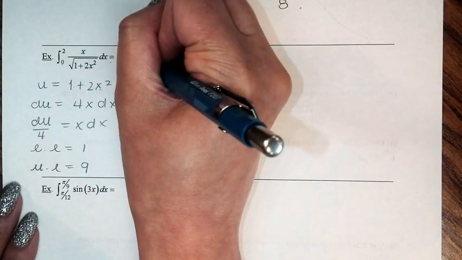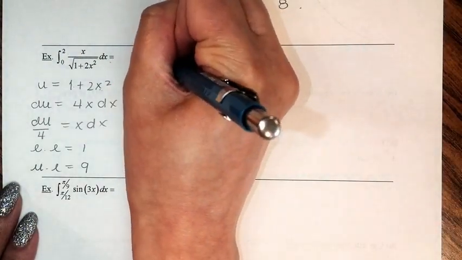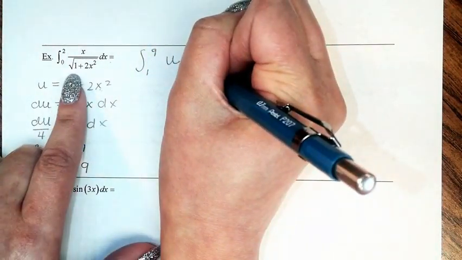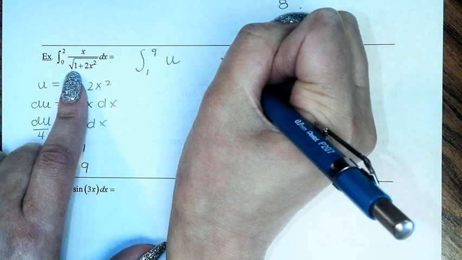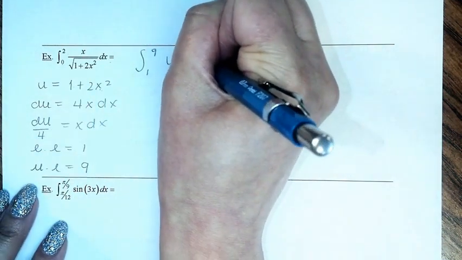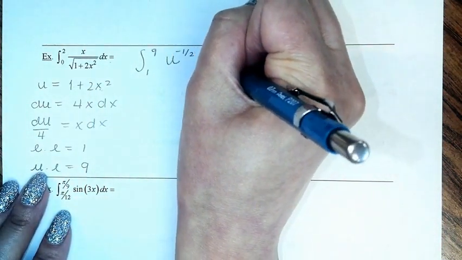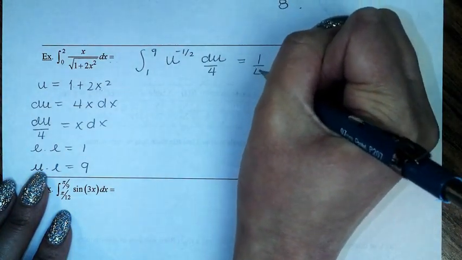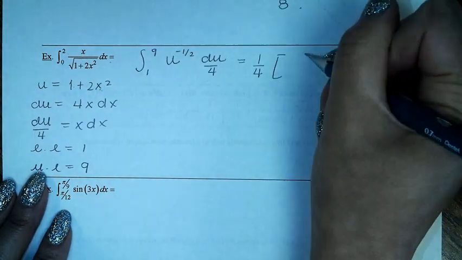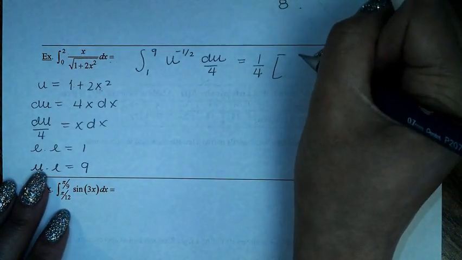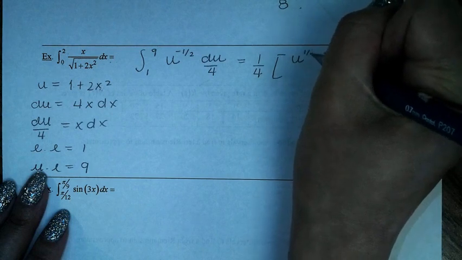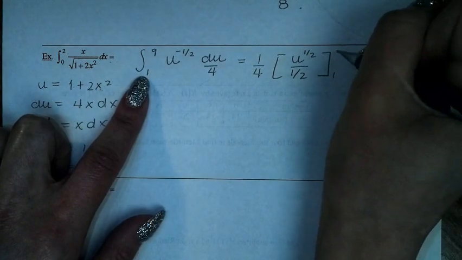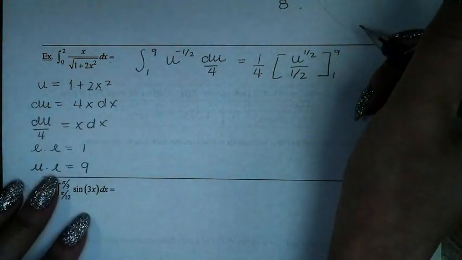So your new integral is going to be from 1 to 9, respecting the limits of integration that we have here. u to the power, since this square root is in the denominator, you know that power is going to be negative 1/2, and then du divided by 4. Now you integrate this. So we integrate u to the power of negative 1/2. You know that negative 1/2 plus 1 is going to be 1/2, here and here. And you're going to evaluate this from 1 to 9.